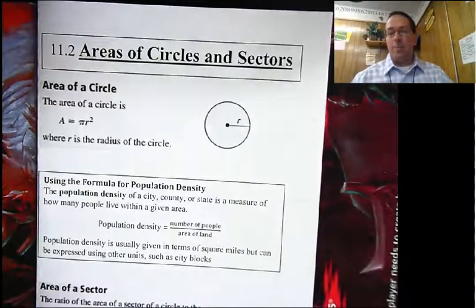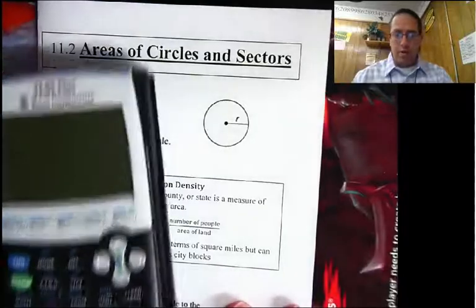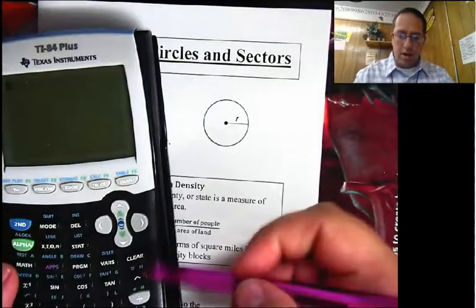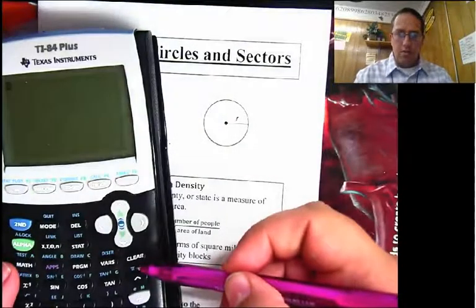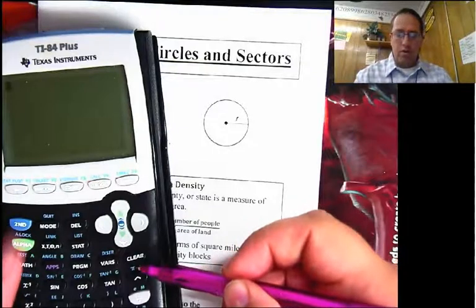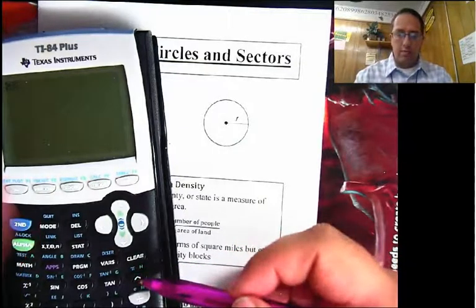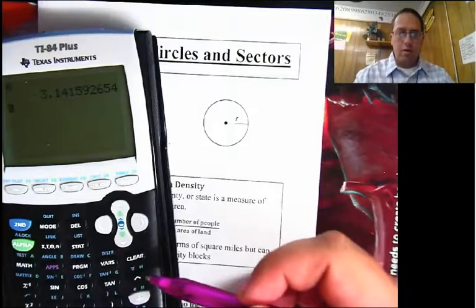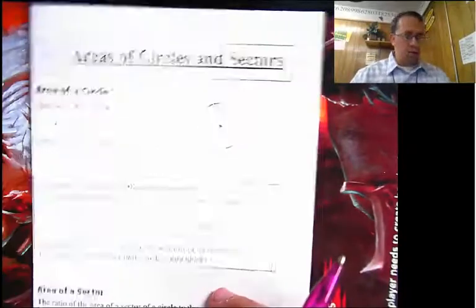Now, we will not be using 3.14. We will be using the pi button on our calculator. Just about every calculator has one. On the TI-84, it's right there in blue, so second pi. All right, so that's what we will be using. And so let's just do a couple of these, jump right in.